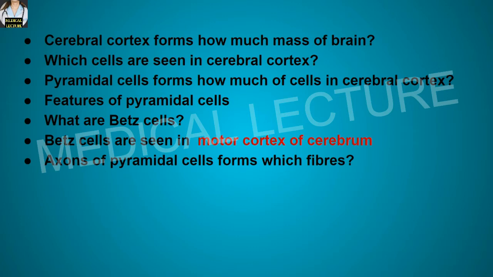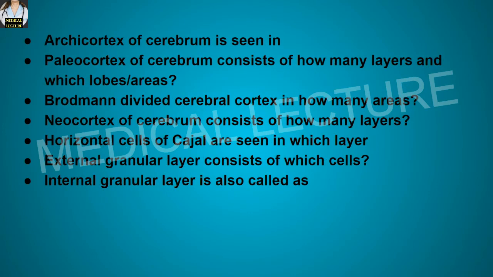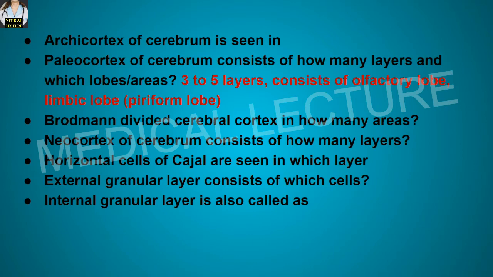Axons of the pyramidal cells form which fibers? They form association, commissural, and the projection fibers. Archicortex of the cerebrum is seen in the hippocampal formation. Paleocortex of the cerebrum consists of how many layers and which lobes or areas are present? 3 to 5 layers are present over here, and it consists of olfactory lobe and the limbic lobe or the piriform lobe.